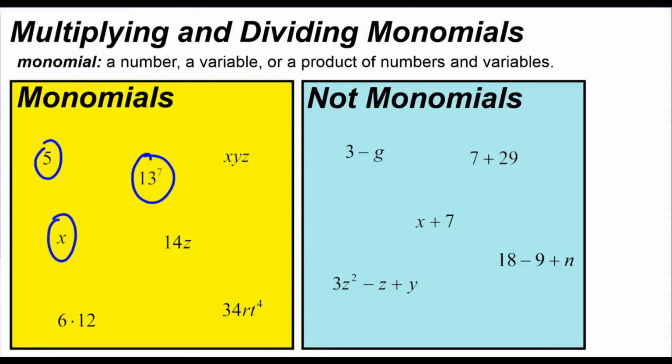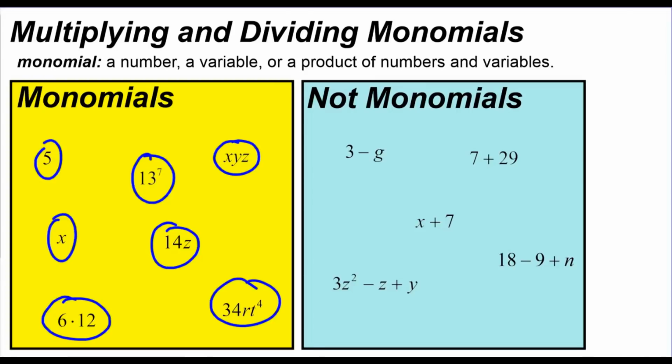13 to the 7th power is a product of numbers, 13 7 times. X times Y times Z is a product of variables. That is a monomial. 14Z is a product of a number and a variable. 6 times 12, a product of numbers. And 34RT to the 4th power is a product of numbers and variables. Those are all examples of monomials. Again, not an exhaustive list, but whenever you have a number, just a variable, or you're multiplying numbers and variables together, you've got a monomial.